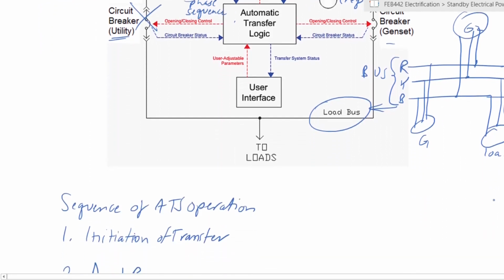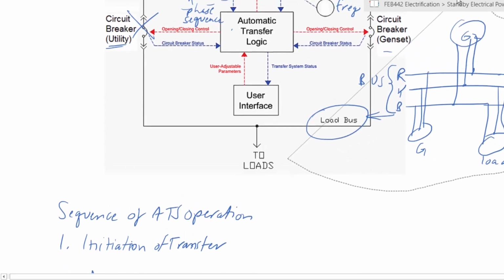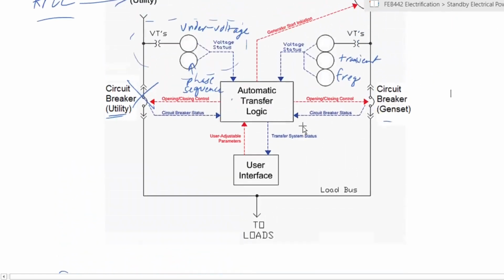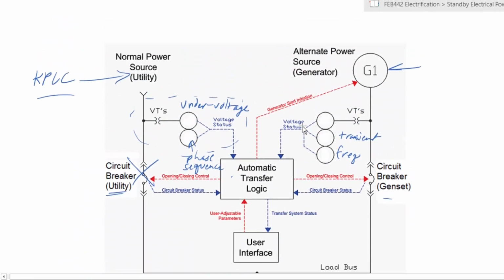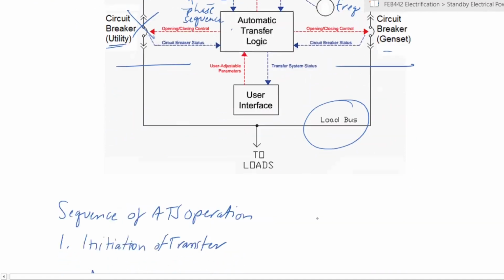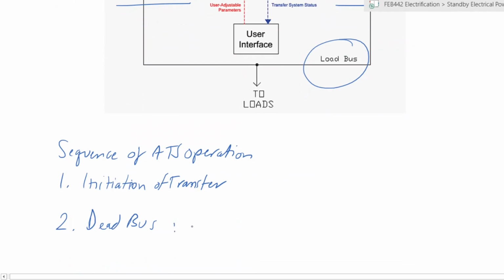When we talk of a dead bus as the second step of the operation of the ATS, or the changeover from mains to standby, we point out that we have already seen the circuit breaker is off. That means there is no power coming from here, and at the moment there's also no power coming from here. So what this means is your load bus is de-energized. So it is considered to be dead.